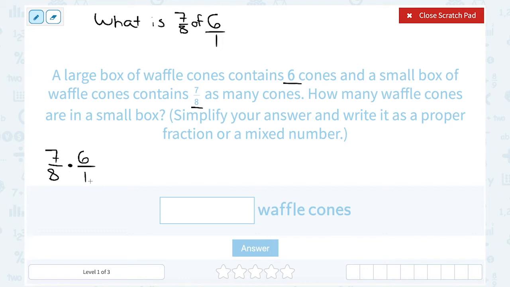Now the rule when you're multiplying with fractions is that you multiply straight across the numerator, meaning the top of your fraction, and you multiply straight across the denominator, or the bottom of your fraction. And then, of course, you simplify your answer. So multiplying straight across the top, I have 7 times 6. That's going to give me 42. Multiplying straight across the bottom, 8 times 1 is going to give me 8.